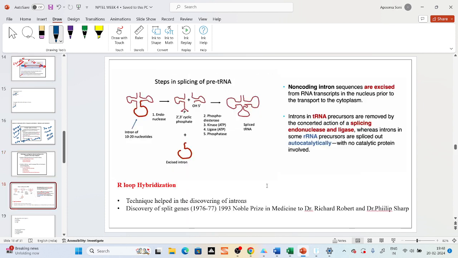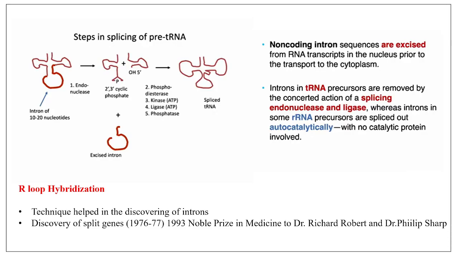Now comes some part that needs a little bit of explanation. Splicing in pre-tRNA molecule. So far we have studied how splicing takes place in mRNA molecule. In the last class, and the last to last week's class also, we have had a few lectures where we have shown how splicing takes place in pre-mRNA molecule. But splicing also occurs in pre-tRNA molecule.